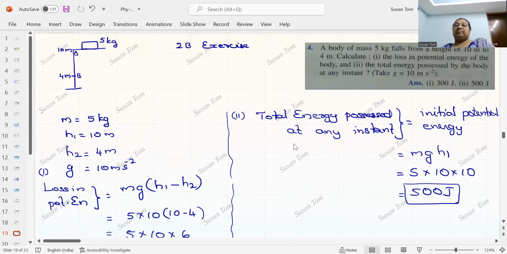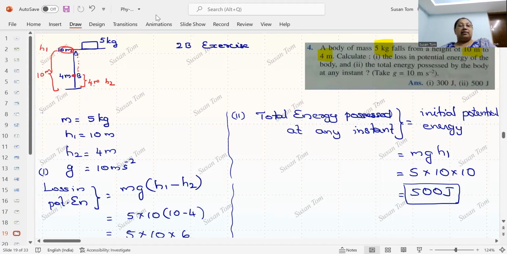Question 4. A body of mass 5 kg falls from a height of 10 meter to 4 meter. Which means initially it was at a height of 10 meter. Finally, it will fall down to a height of 4 meter. Try to understand. So it covers 6 meter down and the final height is 4 meter. So two heights you consider, h1 and h2. This is h1. This is h2.